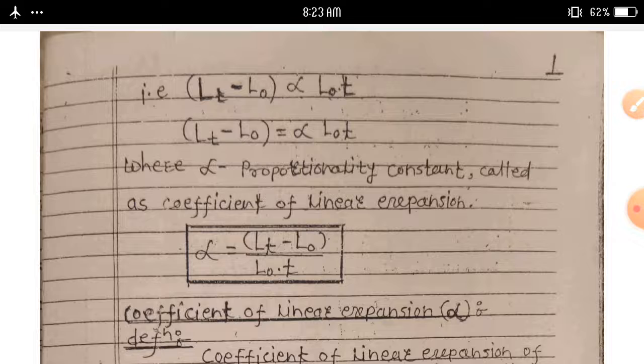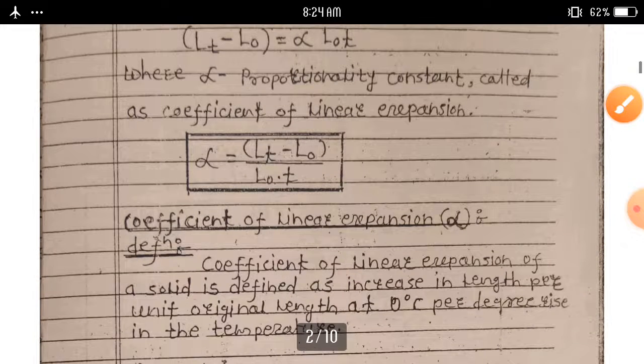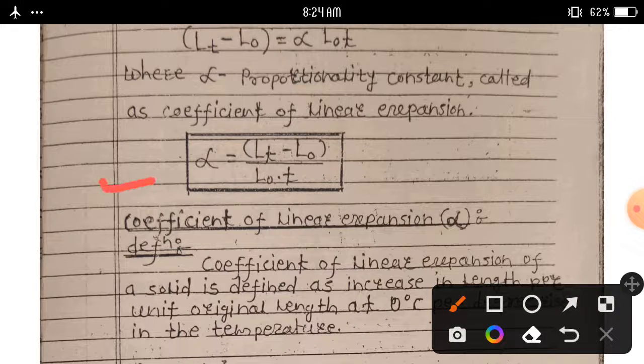So L_t minus L0 is directly proportional to L0 into t. Removing the proportionality sign using a constant alpha, L_t minus L0 equals alpha into L0 into t, where alpha is the proportionality constant called the coefficient of linear expansion. Then alpha is equal to L_t minus L0 upon L0 into t.